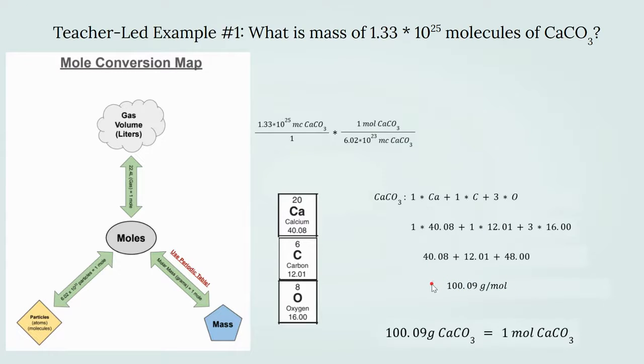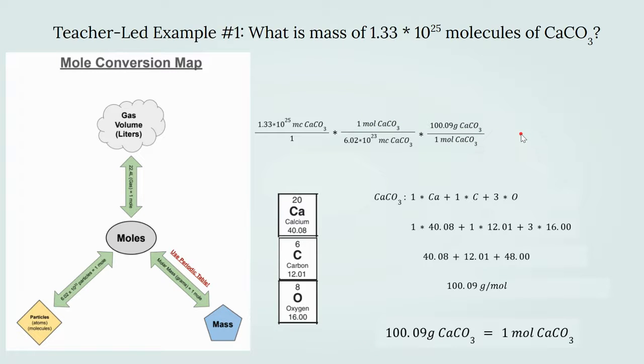It tells us that for every 100.09 grams of calcium carbonate, we have 1 mole of calcium carbonate. Because this is an equivalent statement, we can use this in our dimensional analysis to go from moles to grams. If I head back up to my fractions up here, I'll put 1 mole in the denominator and 100.09 grams in the numerator. So that moles cancels and we're left with grams.